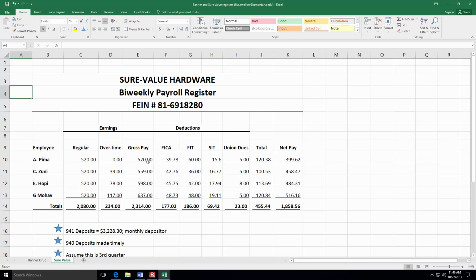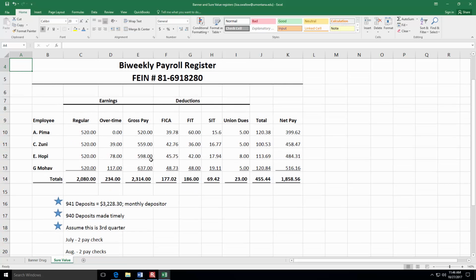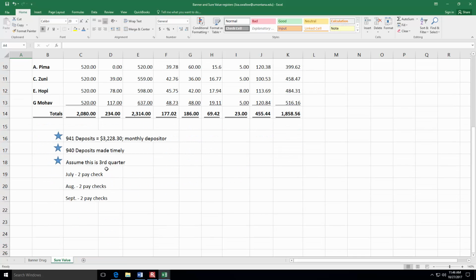I'm going to repost this, but you can start setting up your table. Here's the assumption: it's the third quarter, and I paid 2 checks a month. If it's biweekly, I've got to tell you that, right? 2 or 3 checks each month. So how many times were they paid in the quarter? Again, 6.